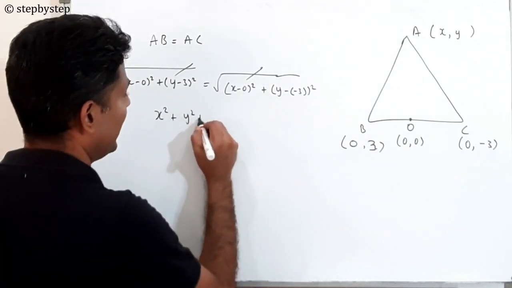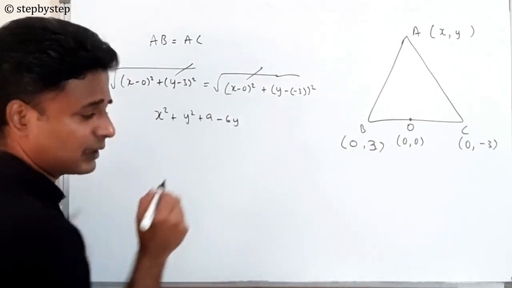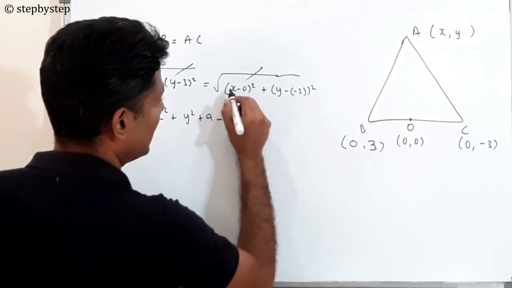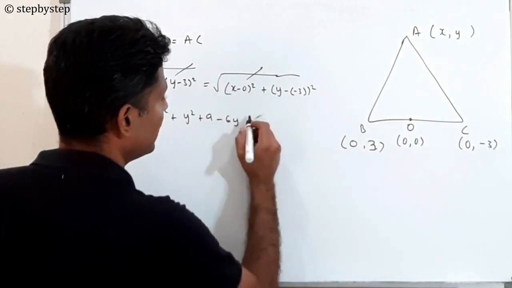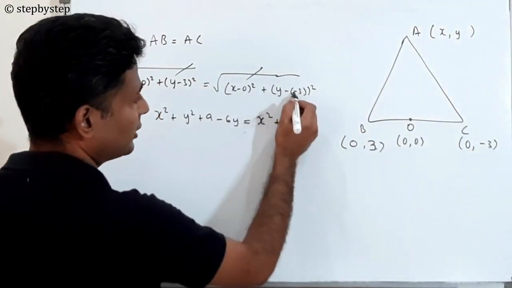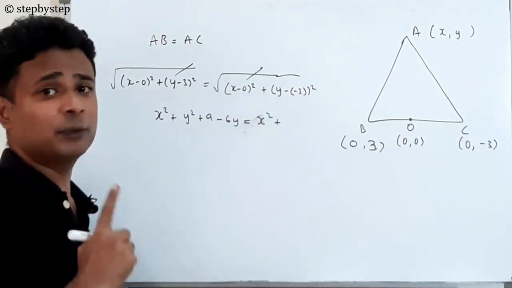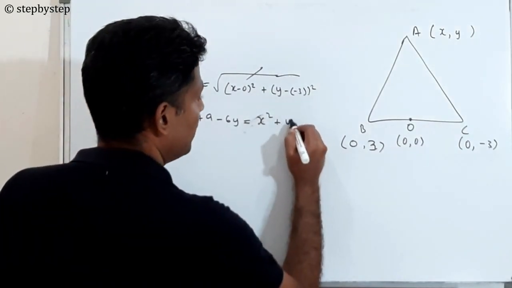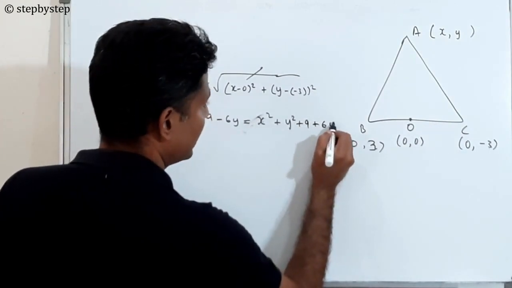So it becomes y square plus 9 minus 6y, a square plus b square minus 2ab, plus x square. It's equal to x minus 0 whole square, x square, plus, minus of minus is plus, so we get y plus 3 whole square. So we have to use the a plus b whole square formula. That will become y square plus 9 plus 6y.